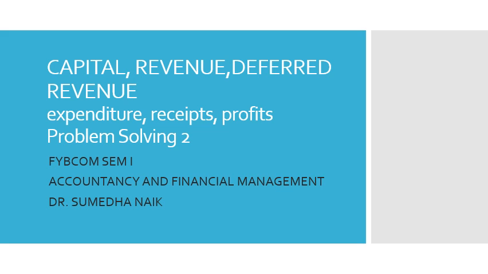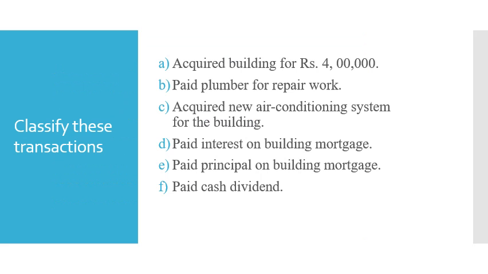Hello students, we are going to learn today about capital expenditure, revenue expenditure, deferred revenue expenditure, receipts, profits, etc. We are going to see some illustrations. We have to classify these transactions as capital, revenue, deferred revenue, whatever it is, expenditure or profit. First is acquired building for rupees 4 lakh.